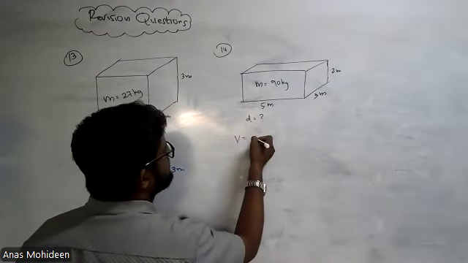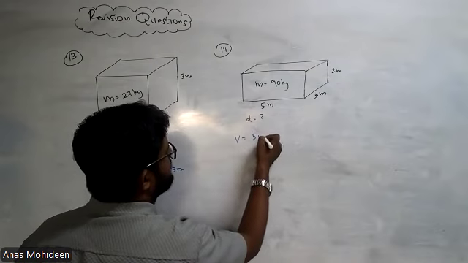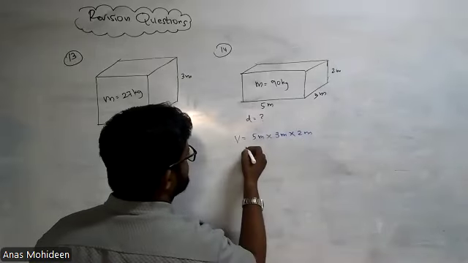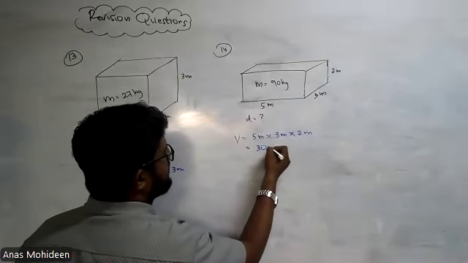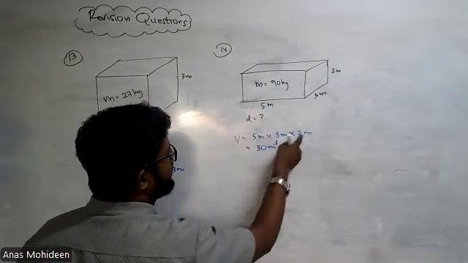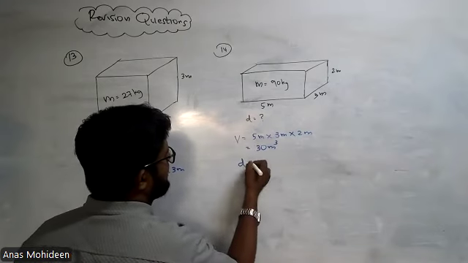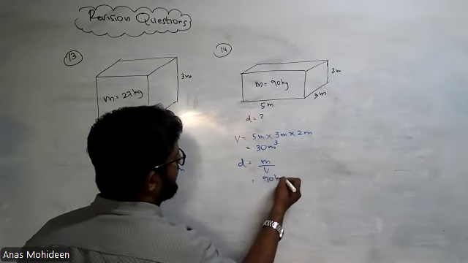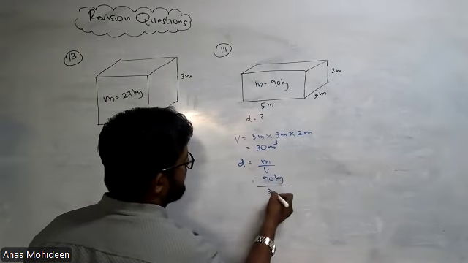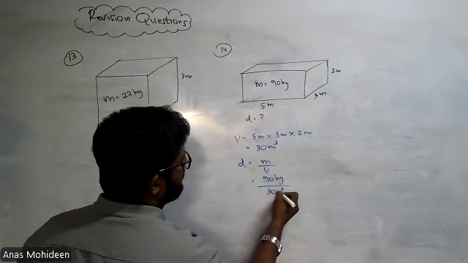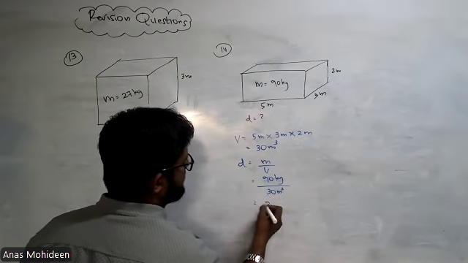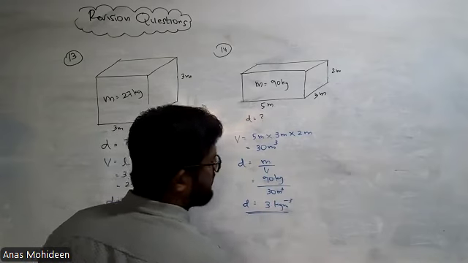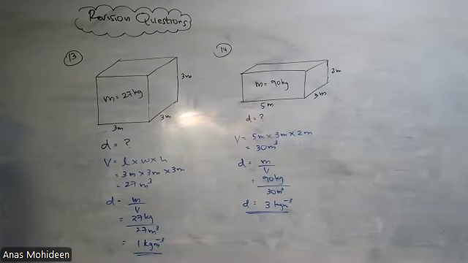Here the volume is 5 meters into 3 meters into 2 meters. How much is it? 30 cubic meters, right? 5 into 3, 15 into 2, 30. So density equals mass over volume. The mass is given as 90 kilograms divided by 30 cubic meters. 90 over 30 is 3. Density is measured in kilograms per cubic meter.